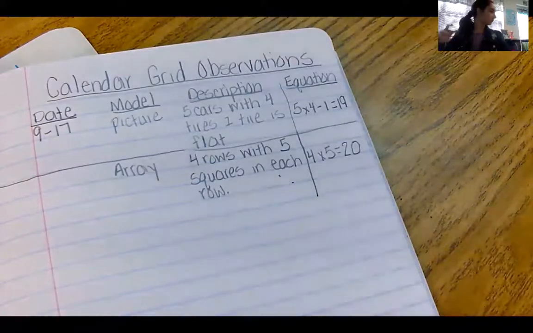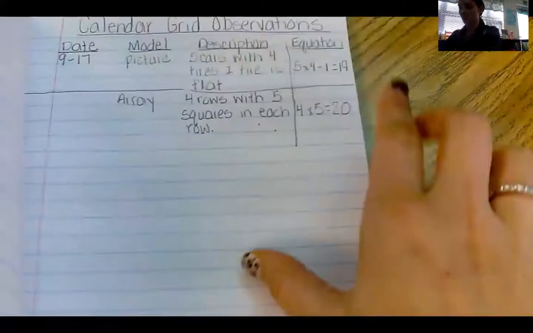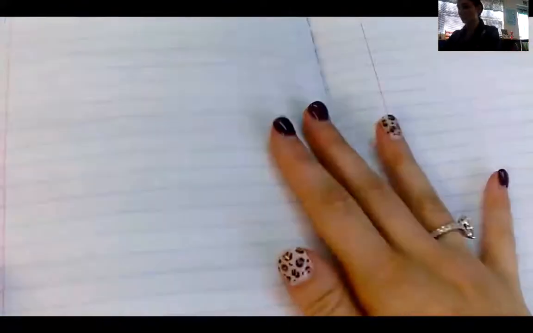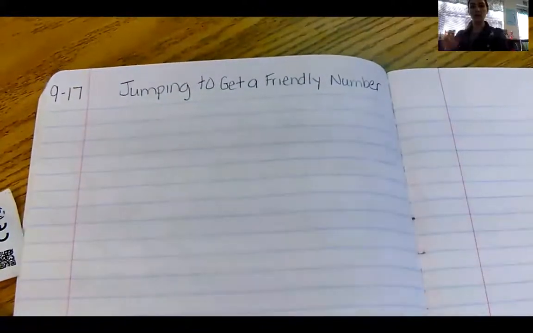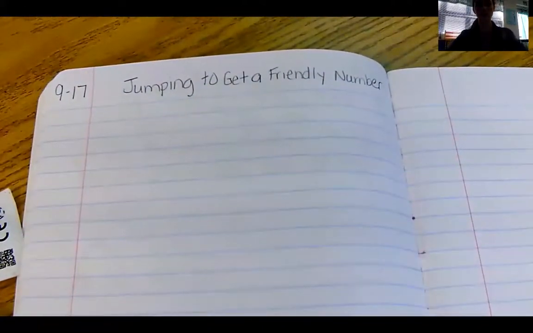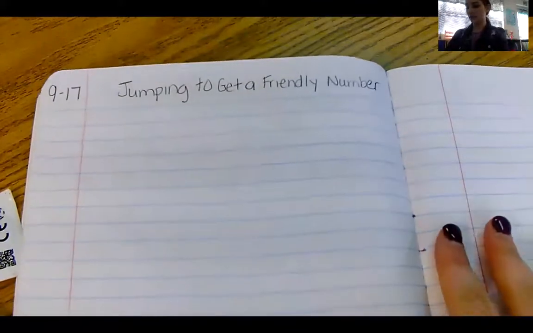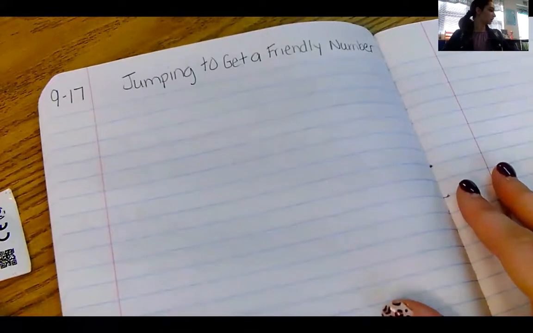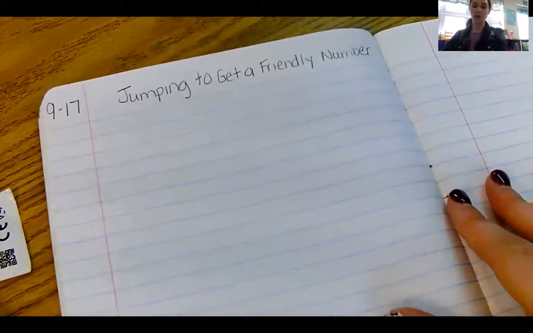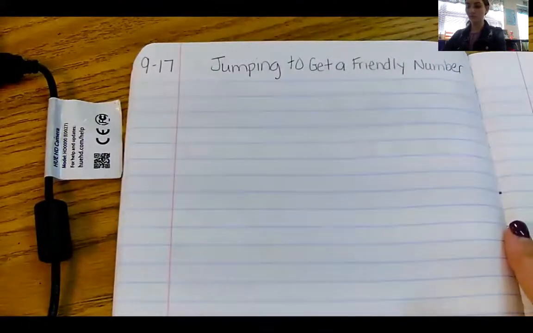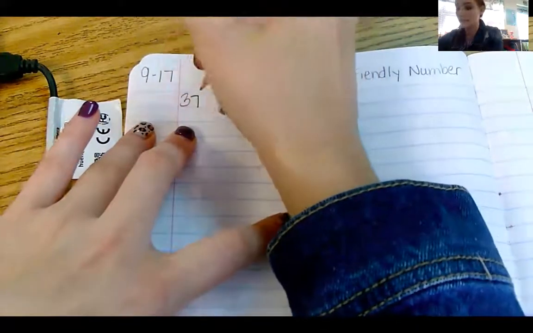Now I'd like you to turn to the next clean page in your book. Okay, and you are going to title it Jumping to Get a Friendly Number. So we're just going to practice some more problem strings with a number line and getting to those multiples of 10. So if you need more time, pause the video. If you are ready, our first problem is going to be 37 plus 4.